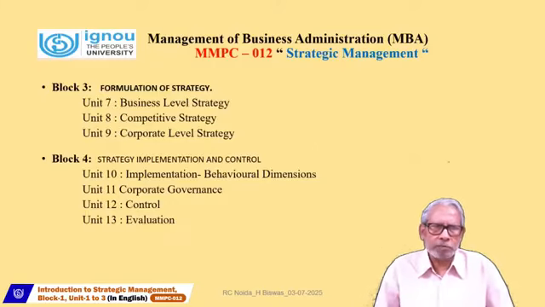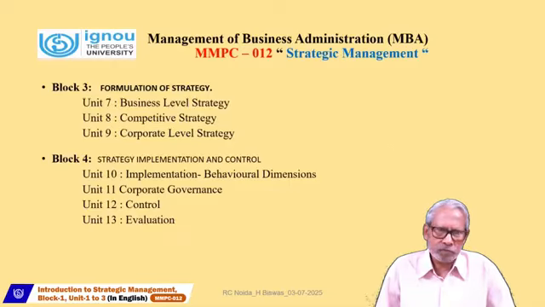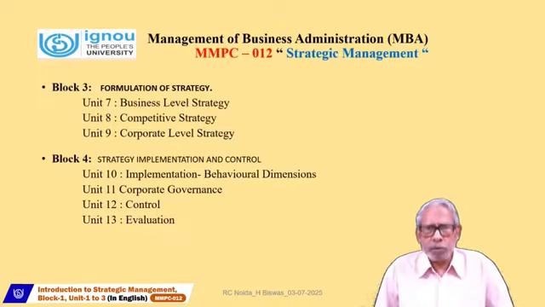Now coming to the last block, block number 4, that is strategy implementation and control. In this block there are 4 units. Unit number 10 is implementation, where you have to see the behavioral dimensions and other dimensions also, because implementation of strategy is a vitally important part. Then corporate governance, and finally the last 2 units are control and evaluation. So this is the outline of the blocks in strategy.